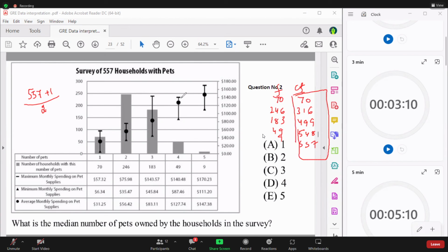So the median value is 557 plus 1 by 2, which will come somewhere around 284, I suppose. So the 284th would be here in this one. So this is the answer. I mean, B is the answer.